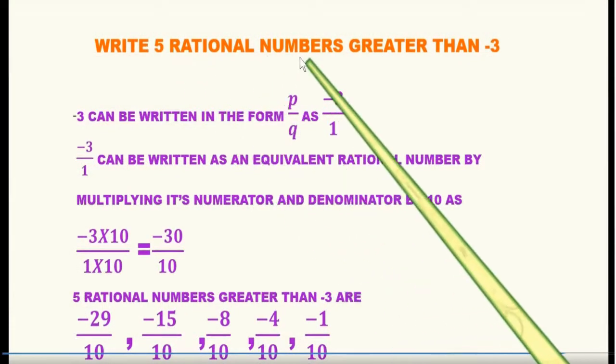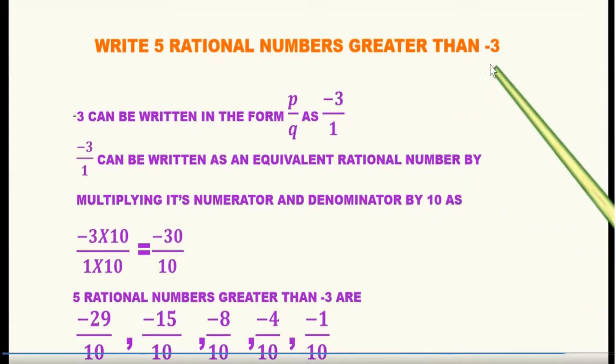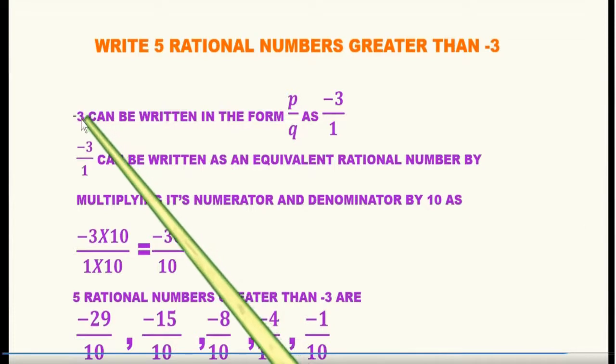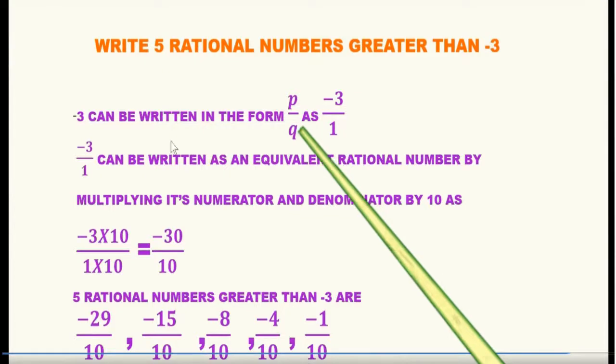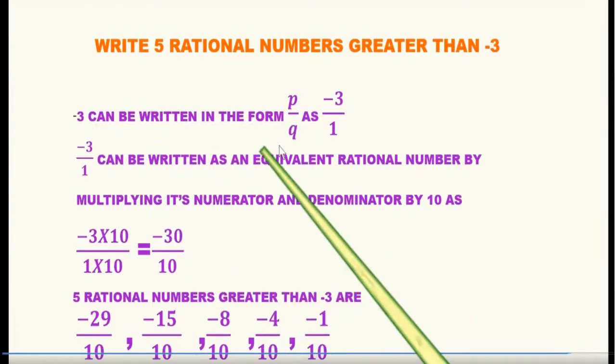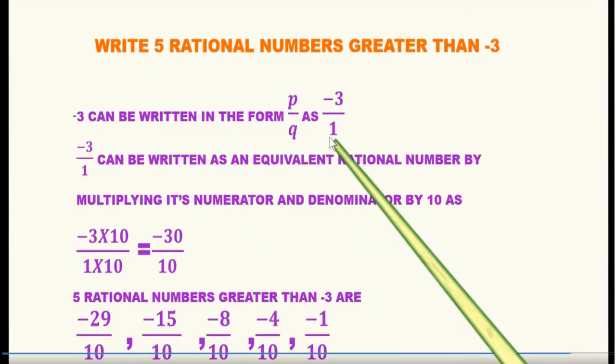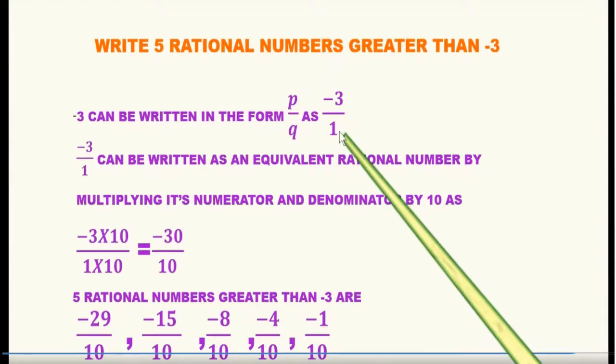Let us find 5 rational numbers greater than minus 3. Minus 3 is an integer. It is also a rational number, but it is not at present in the form p by q. So our first step will be to convert minus 3 in the form p by q. How can we do it? We have to divide minus 3 by 1.